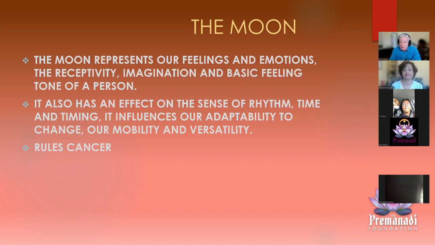When you think of the moon, you ask yourself, what is so specific about the moon and what is special about the moon? Well, the moon reflects the sun. So anytime you deal with the moon in a horoscope, you're talking about reflection of something. And the moon represents our feelings and our emotions, the receptivity, the imagination, and the basic feeling tone of a person.